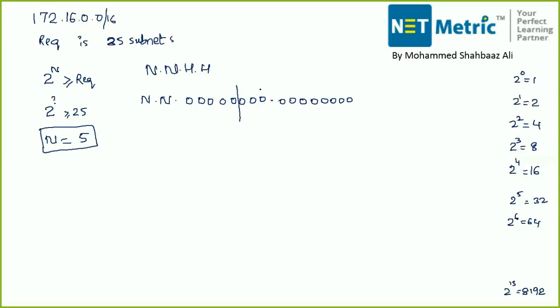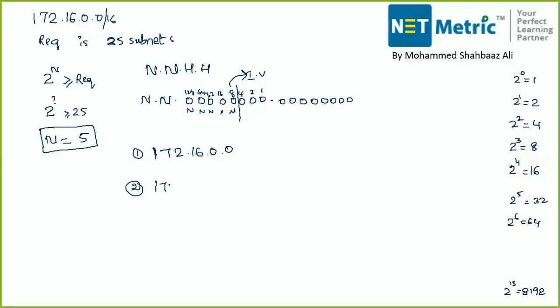Okay. Then already we know these values: 1, 2, 4, 8, 16. So what will be the increment value? Yes, 8 will be the increment value. Then after getting the increment value, what do we have to do? We need to add it to the network, not subnet. In which octet do we need to add? The third octet. Okay.